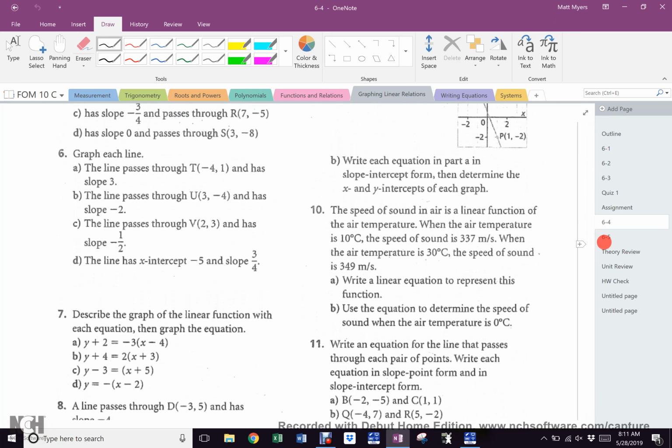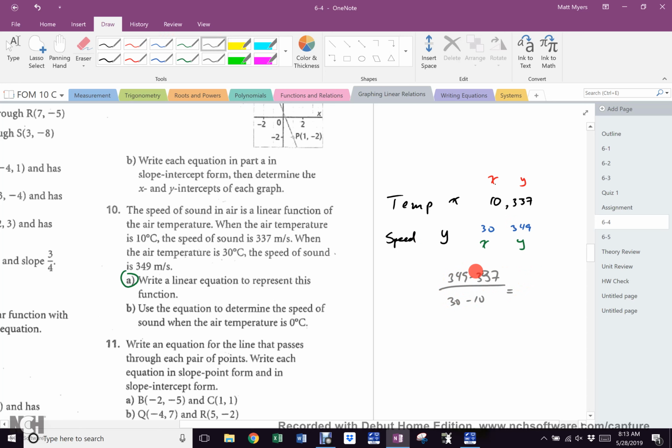What does that allow me to find? Slope. I have a slope, and I have two different points. Do I automatically have an equation now? Once I have the slope, I have the points, and I can use point-slope form, can't I? So how do I find that slope? Same way we've been finding all the slopes. What is it? Right, so it's 349 minus 337 over 30 minus 10, which is 349 minus 337 is 12. 30 minus 10 is 20. That simplifies to 3/5. So my slope is 3/5, and I have 2 points.